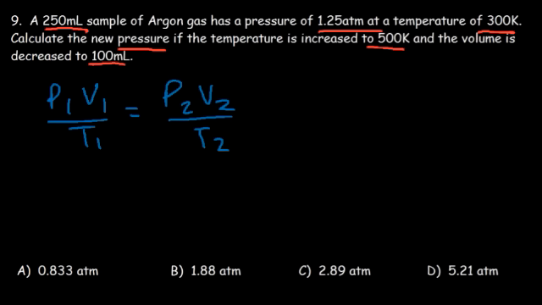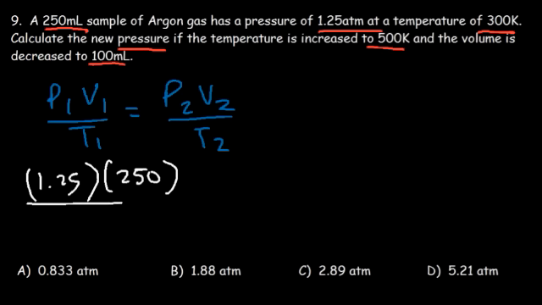So let's plug in what we have. P1, that's the first pressure, that's going to be 1.25 atm. The first volume is 250 milliliters, and the first temperature is 300 Kelvin.